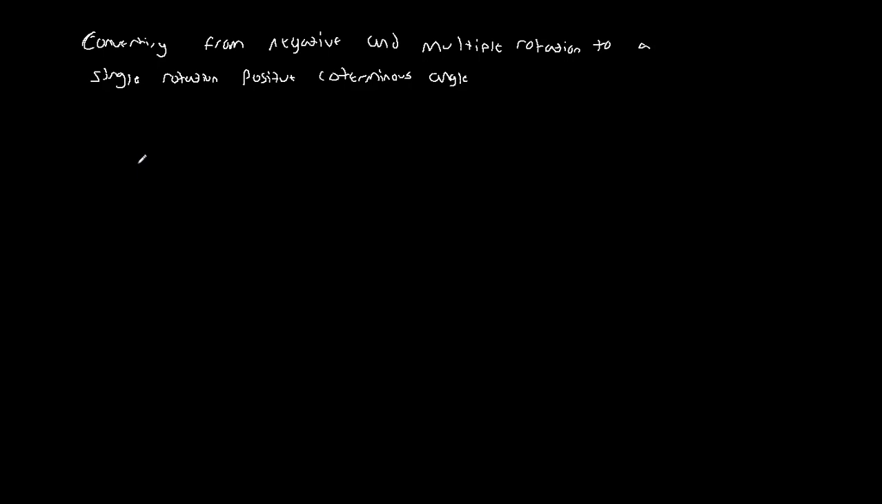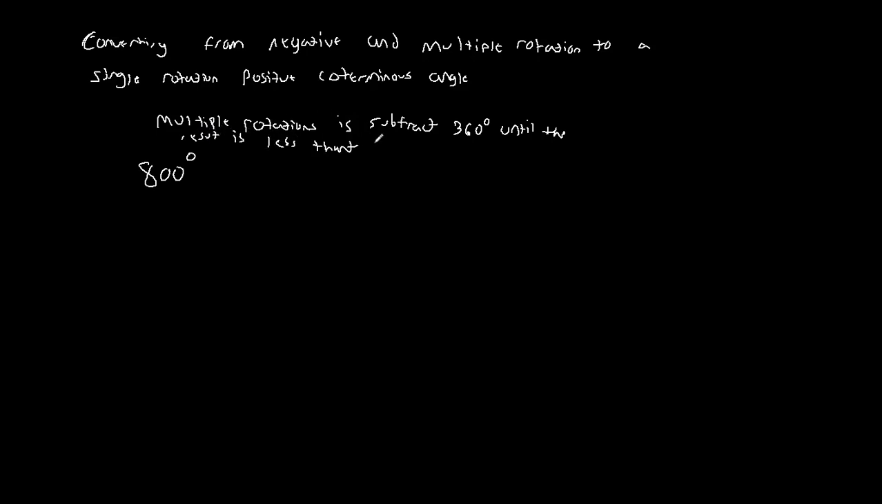So let's say that we have an angle of 800 degrees, right? And we want to say, well, what is the single rotation positive coterminous angle? Well, the first thing you're going to do is look at this and say, is it greater than 360 degrees? Because if it is, that means we have a multiple rotation. So the answer in this case is yes, it is. So all you're going to do when you have multiple rotations is subtract 360 degrees until the result is less than 360 degrees, but greater than 0.